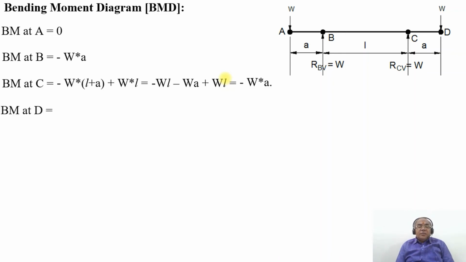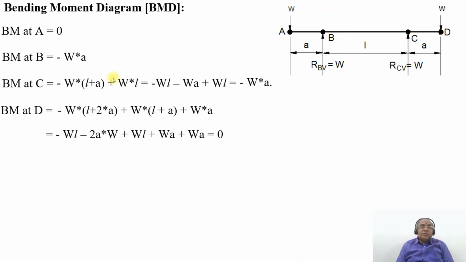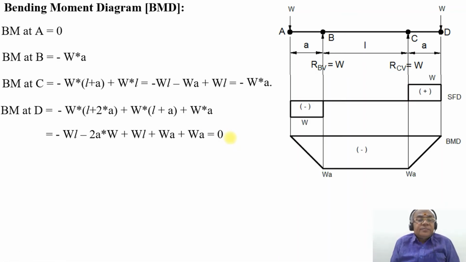Now, what is the bending moment at the point D? The bending moment at the point D will be equal to minus W into (L plus 2A) plus W into (L plus A) plus W into A. If you open the brackets, it is minus WL minus 2AW plus WL plus WA plus WA. So WL gets cancelled because of positive and negative. Minus 2AW plus WA plus WA is 2WA, so it gets cancelled. So it becomes 0.